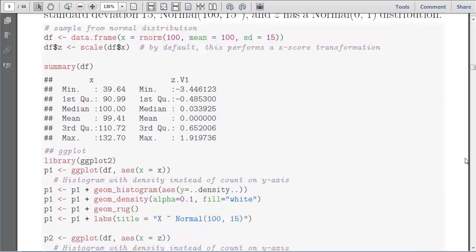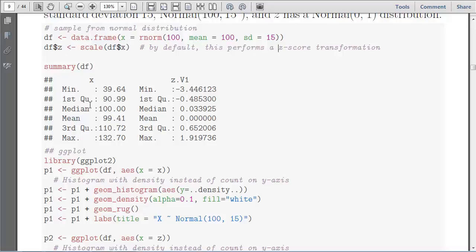And though there's many ways to do this, here is a normal distribution of size 100. I'm drawing a random sample, R is for random, from a normal distribution of size 100. I'm specifying the mean of 100, standard deviation of 15, and putting that into a data frame which has a variable x in it. And then I'm scaling that variable and creating a new variable z, and the default of scale is to do the z transformation: subtract the mean and divide by the standard deviation.